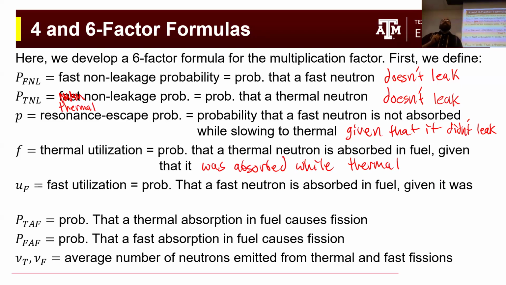U sub F is the fast utilization. That's the probability that a fast neutron is absorbed in the fuel, given that it was absorbed while it was fast.